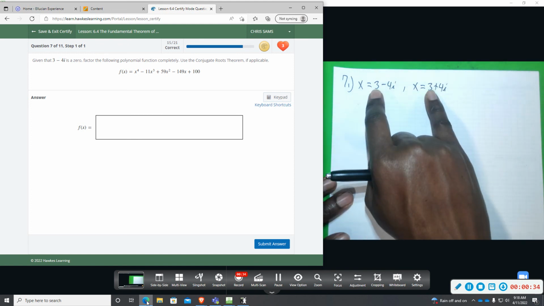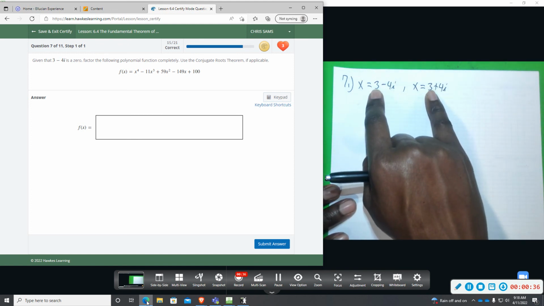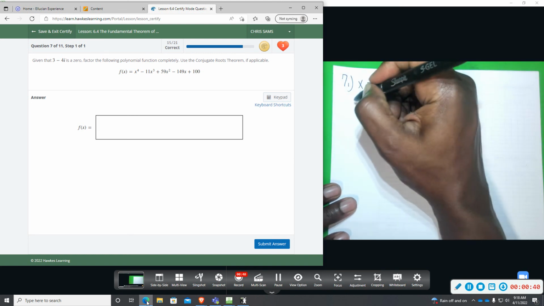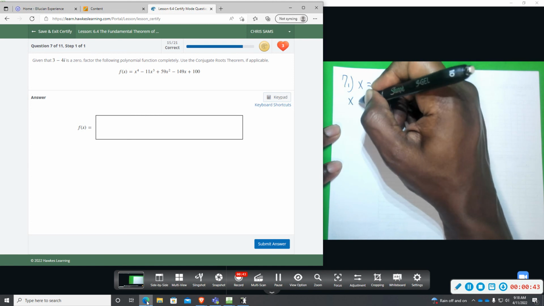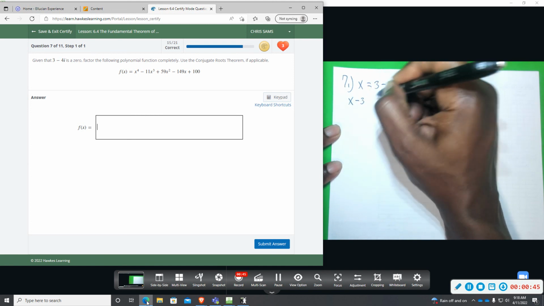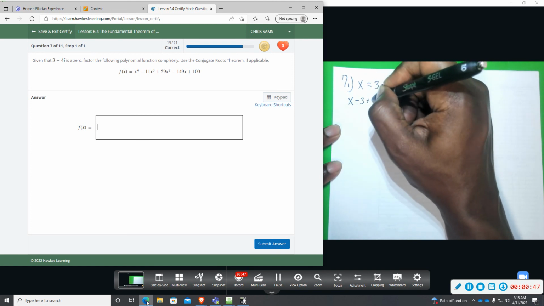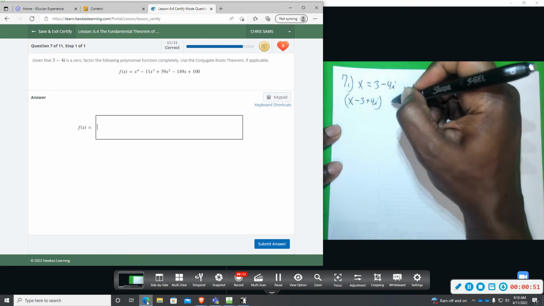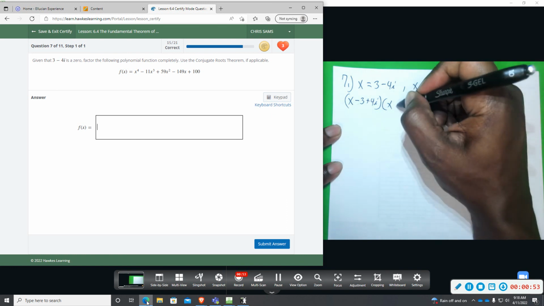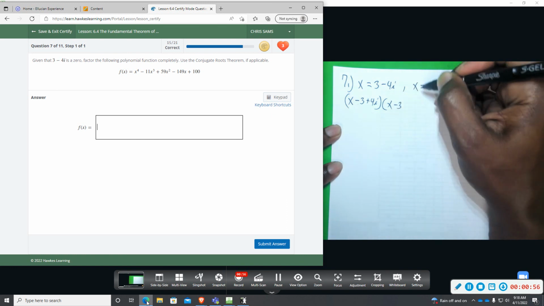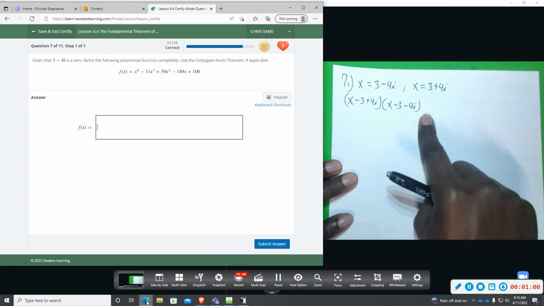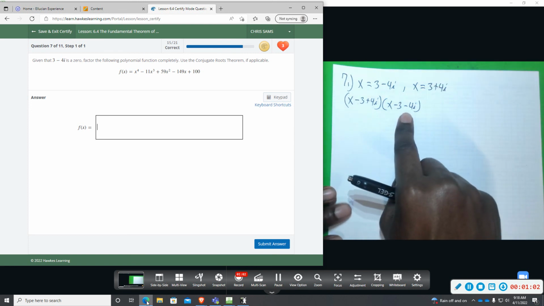We're going to set both of these as linear factors, meaning we're going to move them to the same side as x. So you would subtract 3, x minus 3, and you would add the 4i. And we're going to do the same thing with this factor. Subtract the 3, and then you would subtract the 4i since it's positive. And this is our linear factor. I'm going to multiply this together.